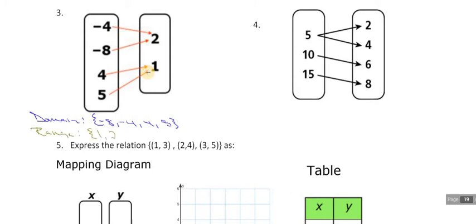So what does that mean in terms of, is it a function? Does every x have one y? Well, how many lines are coming out of each of our y values? There's only one line coming out of each of them. So that means this is a function. Every x has one y.